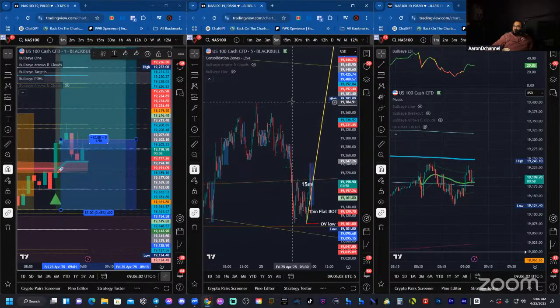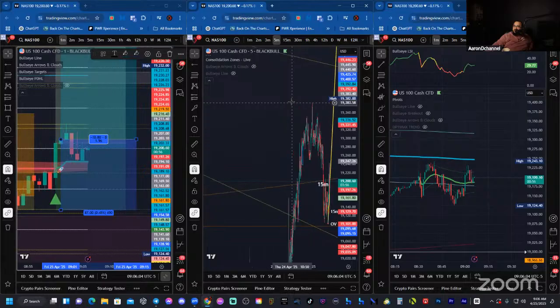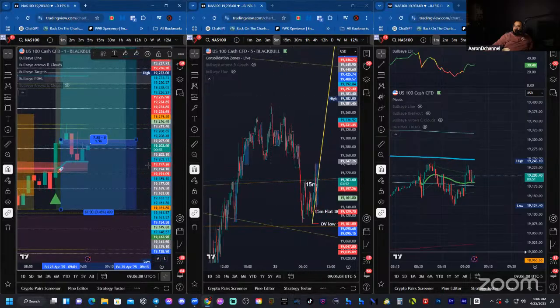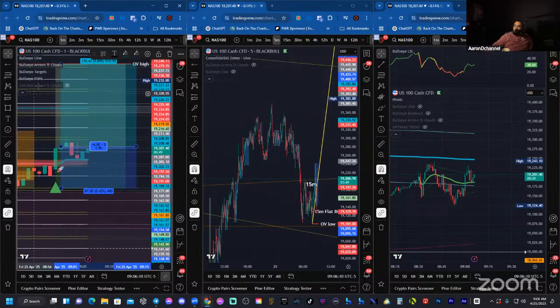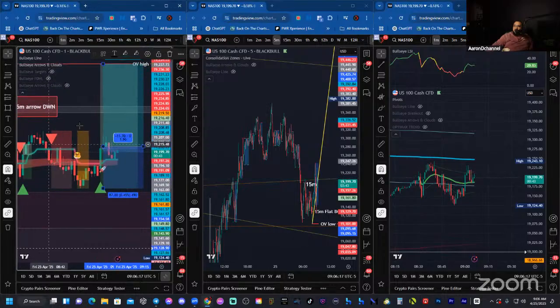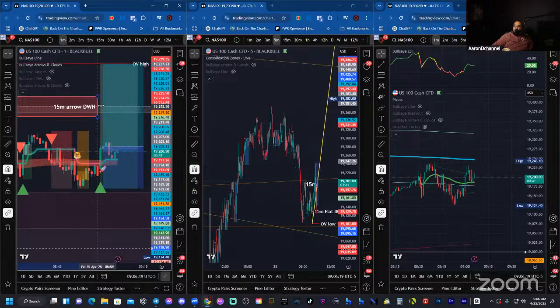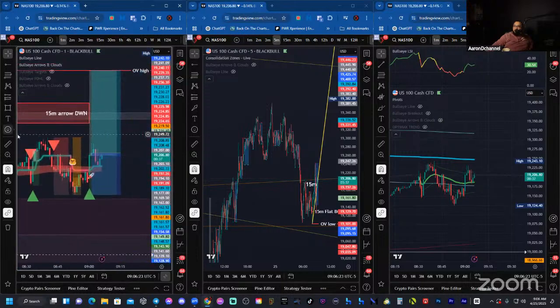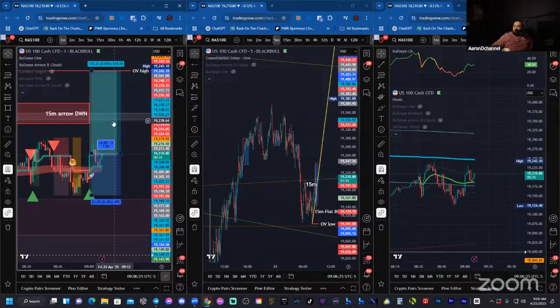Take me to the mountain. What is that? Overnight high? Yeah. Take me to the mountain. Overnight high. We'll see what happens. We may get a reaction here at the 15-minute arrow down range, 12-hour range. We might get a reaction. Let's see if we can make it up there first.